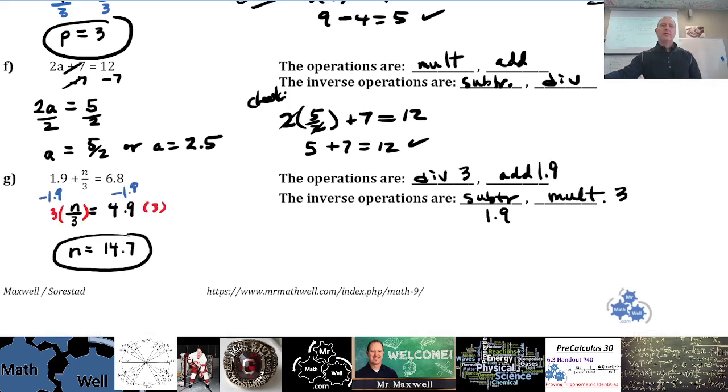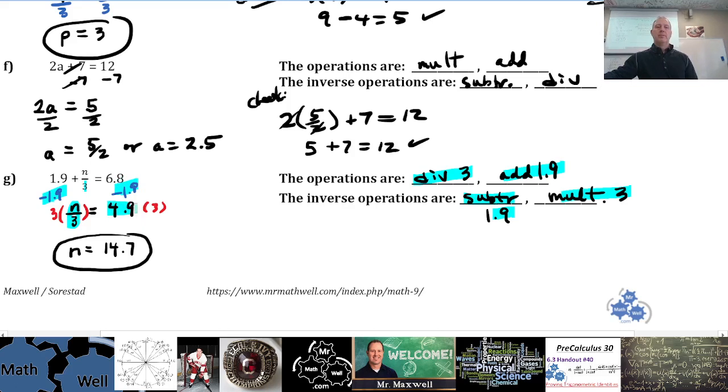Okay, so let me run through the answer with you. The operations are dividing and adding, so I'll add divide by 3 because that's what we have here, and adding 1.9. Yes, this is a positive 1.9. It's added to this term, so we'll say adding. The inverse would be subtract 1.9 and multiply by 3. So let's subtract 1.9 first, here and here. I get n over 3 all by itself. 6.8 minus 1.9 is 4.9.